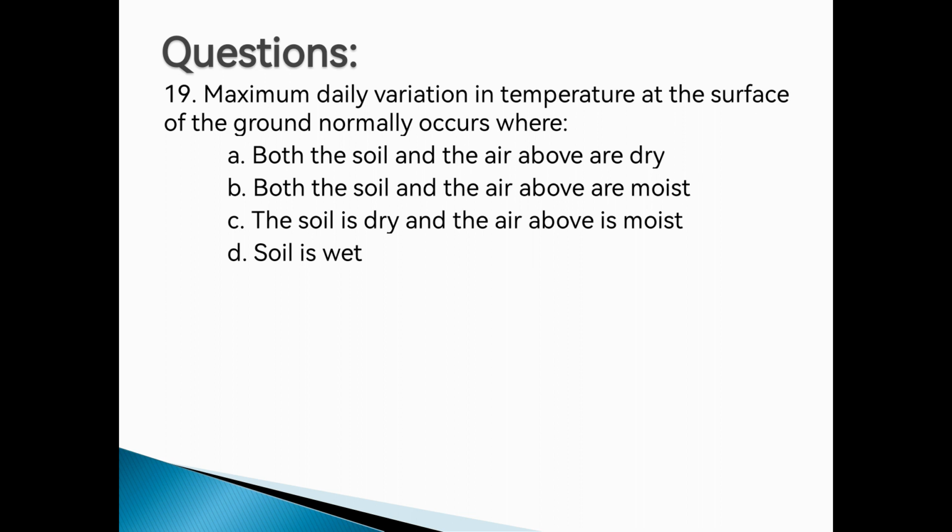Number 19. Maximum daily variation in temperature at the surface of the ground normally occurs where: A. Both the soil and the air above are dry. B. Both the soil and the air above are moist. C. The soil is dry and the air above is moist. D. Soil is wet. The correct answer is A. Both the soil and the air above are dry.